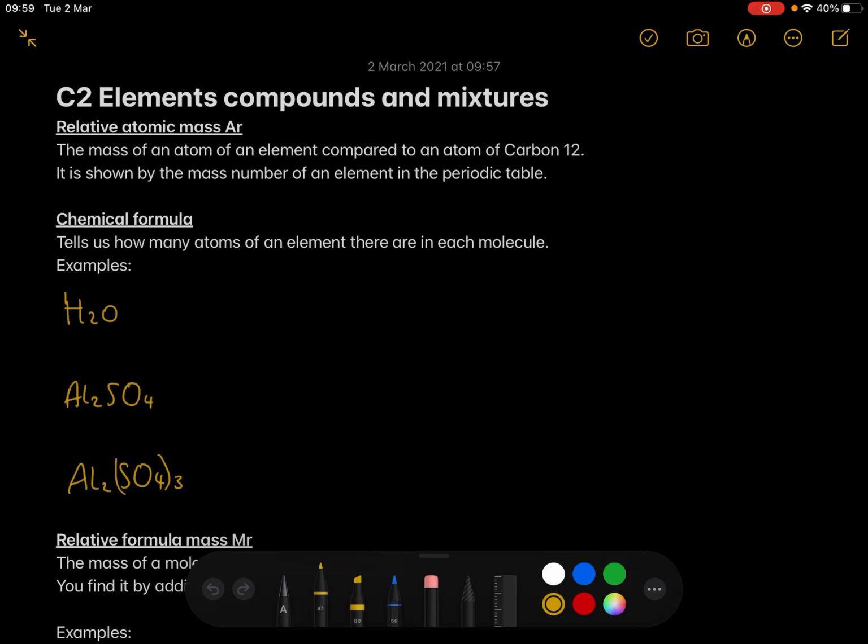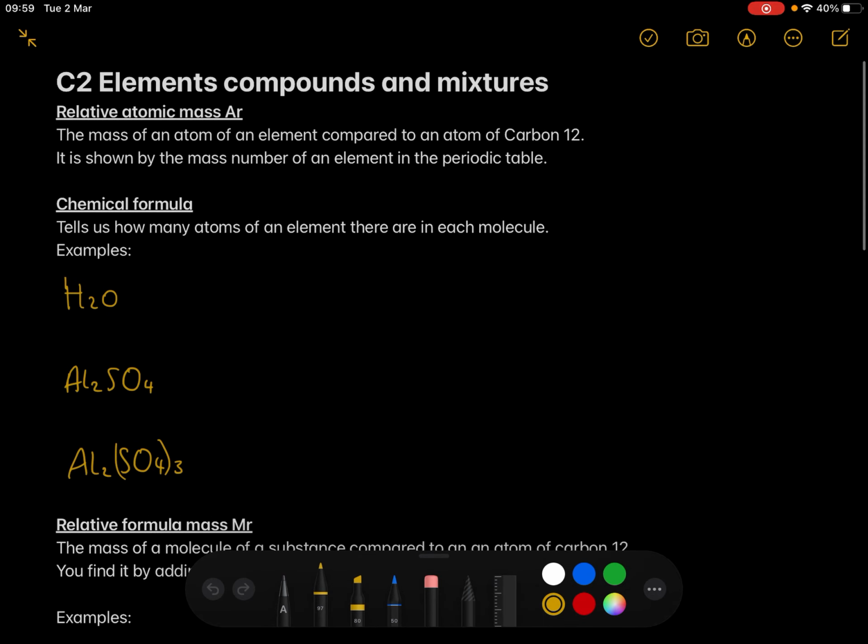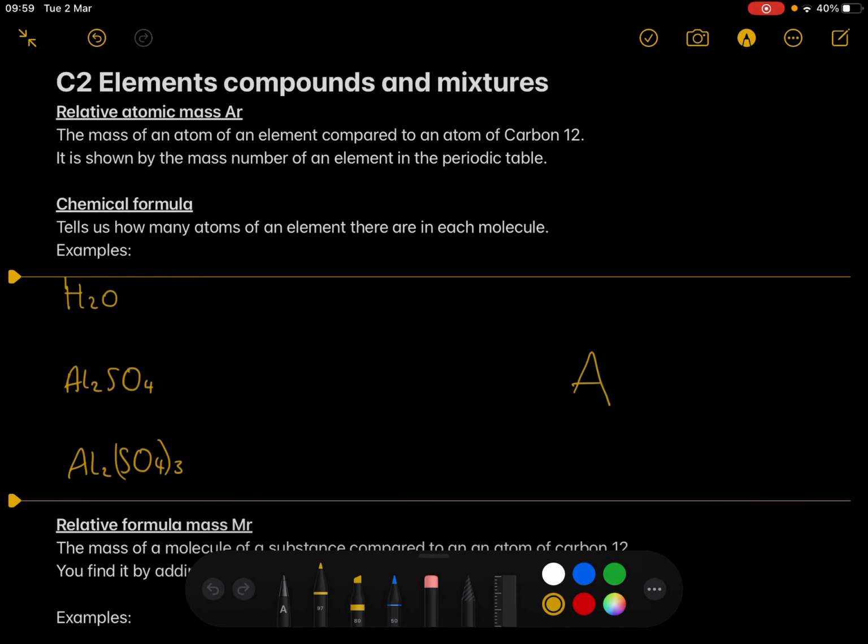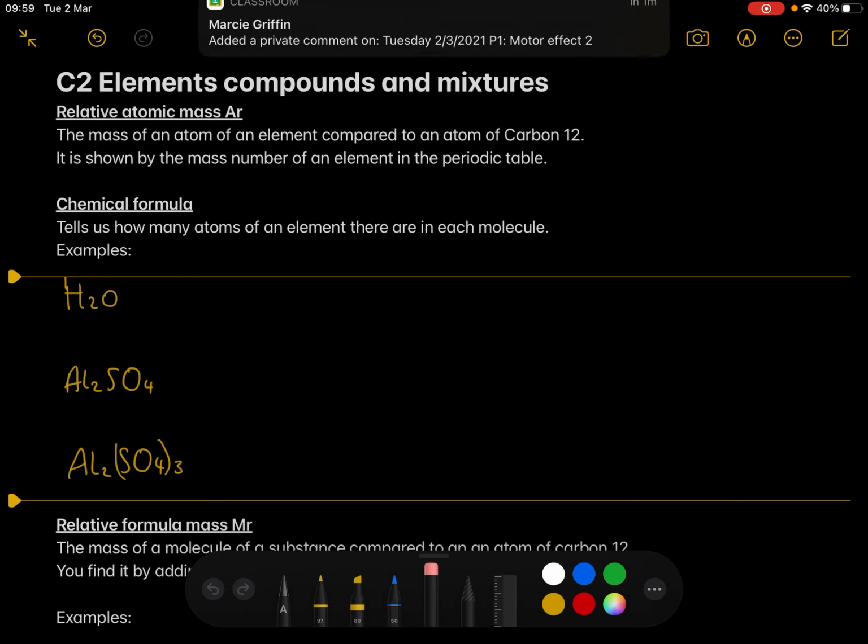So the first thing I thought I'd talk about was the relative atomic mass, which is shown by a capital A and a small r. Now, just a quick note, the r is normally subscript, like a little r down, so A with a subscript r. So yes, relative atomic mass, Ar, which is the mass effectively of one atom.